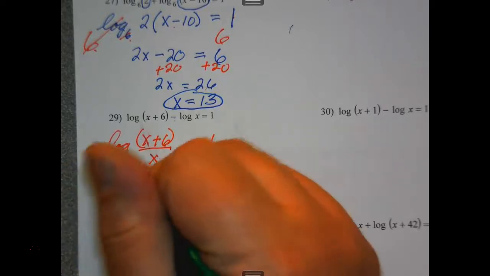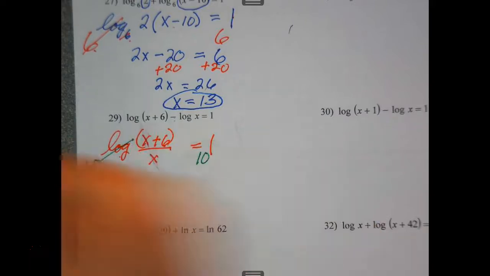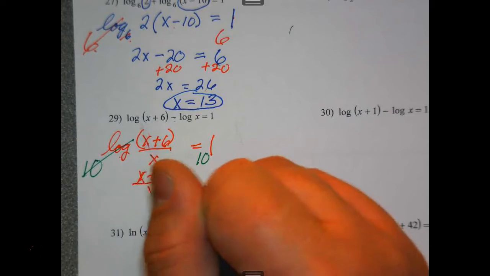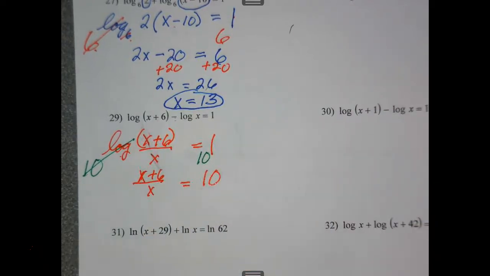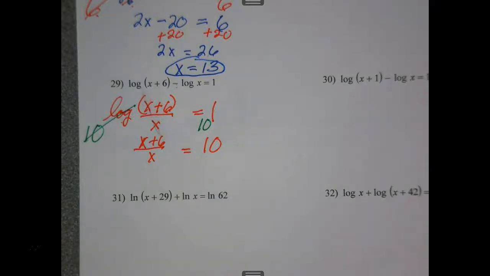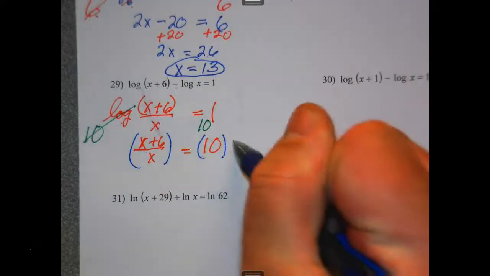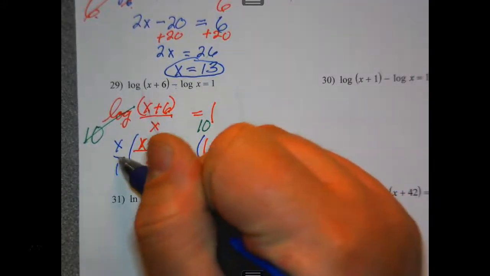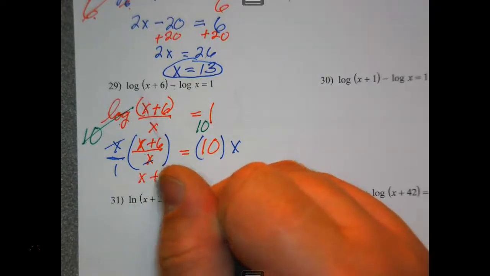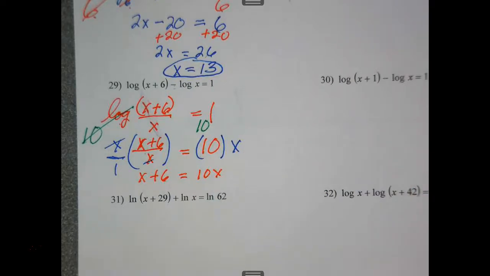right? Exponentiate it to base 10. What's 10 to the first? Now what? Yeah, I got to get rid of the denominator, so I'm going to multiply both sides by x. So I get x plus 6 equals 10x. What's x going to equal?